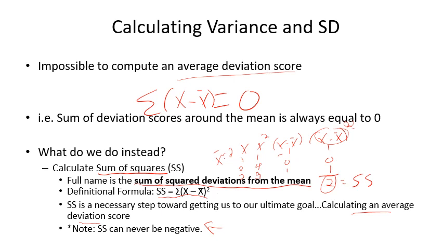Again, it's impossible to calculate an average deviation score by itself. So what we do instead is get the sum of squares, and we use that as the first step towards getting an average deviation score.